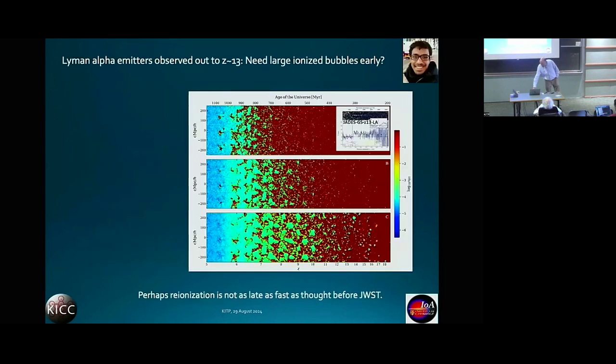The next point I want to discuss is another probe of how neutral the gas is and how to push it to higher redshift. And this is looking at Lyman-alpha emitters. We have seen this amazing spectrum, shown also on the first day, of a Lyman-alpha emitter at redshift 13. And this is really puzzling because, as I said, with this high optical depth, you really need a reasonably large ionized region already at redshift 13 for this line to escape all the way to us.